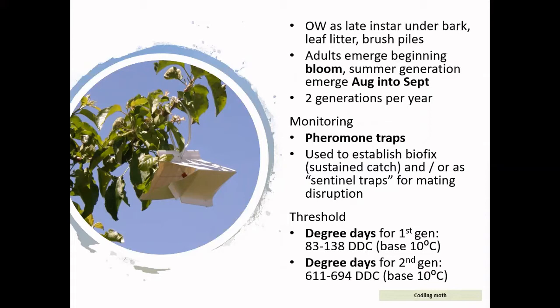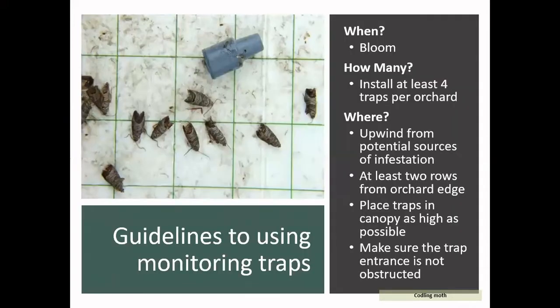whether it's the use of the diamond trap as shown here or a delta trap with the removable liner. And these traps can be used to either establish a biofix for degree day modeling or to just verify the success of a mating disruption program. So these traps would be installed in bloom in order to be up ahead of the adult flight activity, and it's ideal to include multiple traps in an orchard just to get a good representation of the flight activity that's happening.